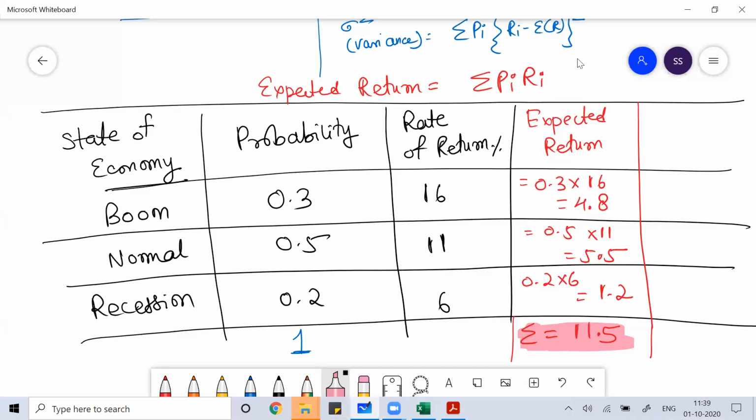Anyone have any doubt with the calculation of expected return? Whenever the data is given with probability, the first thing we do is calculate the expected return. Is this clear, everyone? Can I go ahead? So the expected return formula is nothing but multiplying the probability with the return.